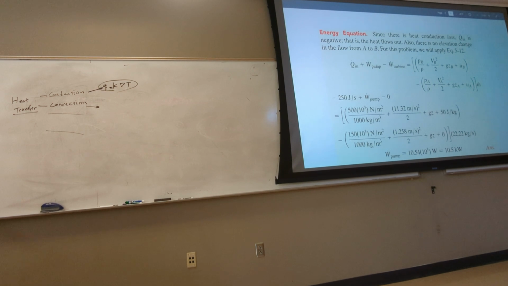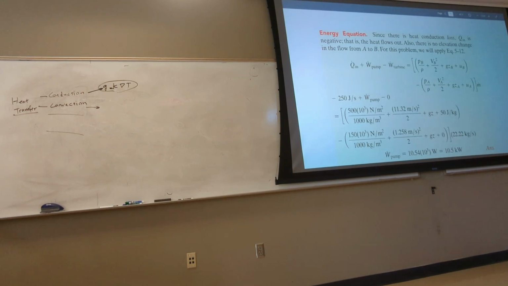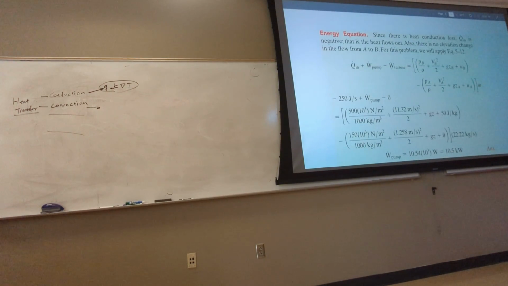Do you have the work done by the pump? No, that's your unknown. You can put an X here, just unknown. That's what we're trying to compute. Do you have the work done by the turbine? Well, I don't even have a turbine in this problem. Put 0 here. Right? This is just written for a general arbitrary case.